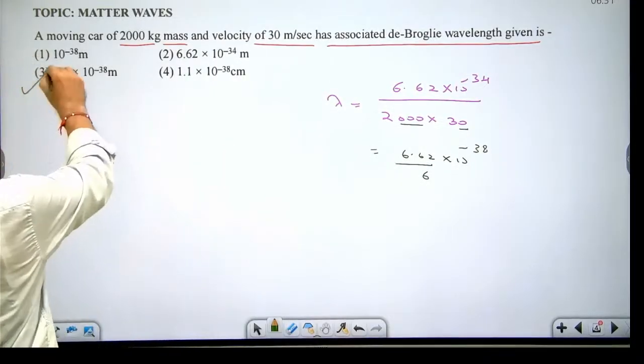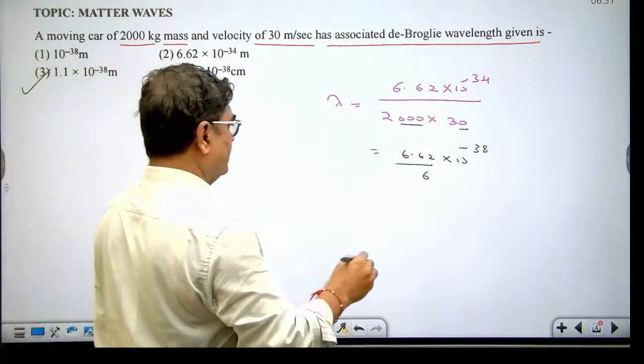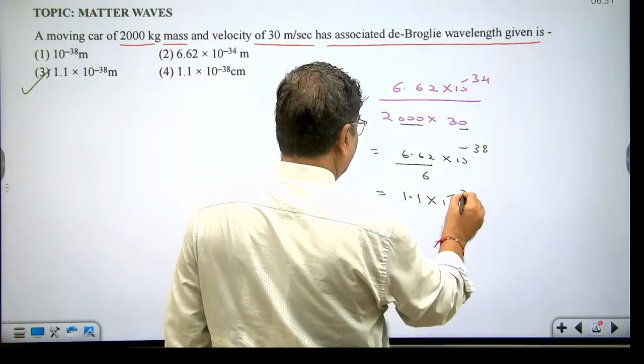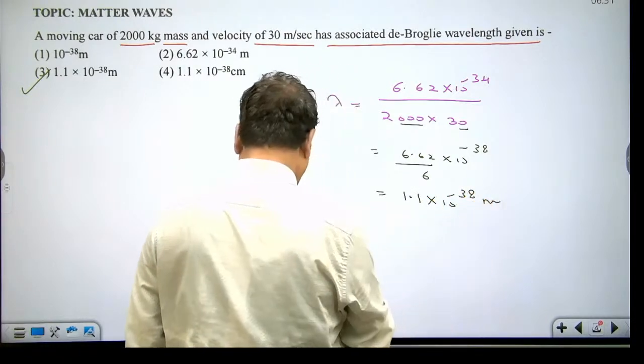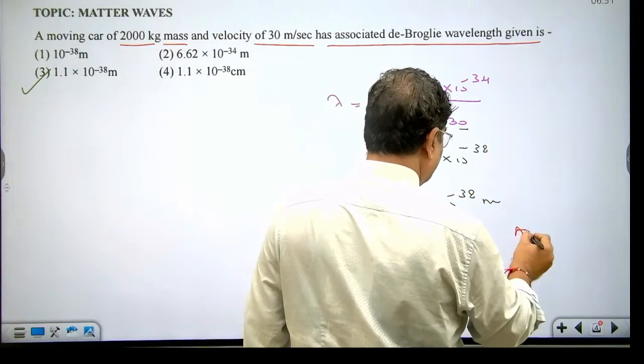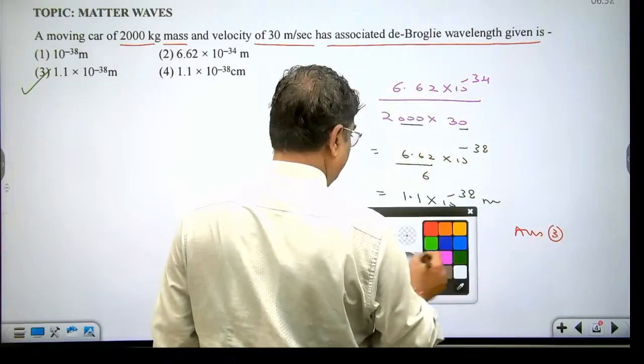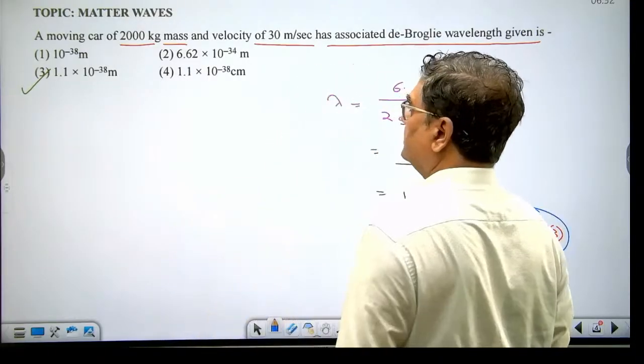Out of 4 choices, the correct answer is option 3. 1.1 into 10 power minus 38 meter. Option 3 is the correct answer.